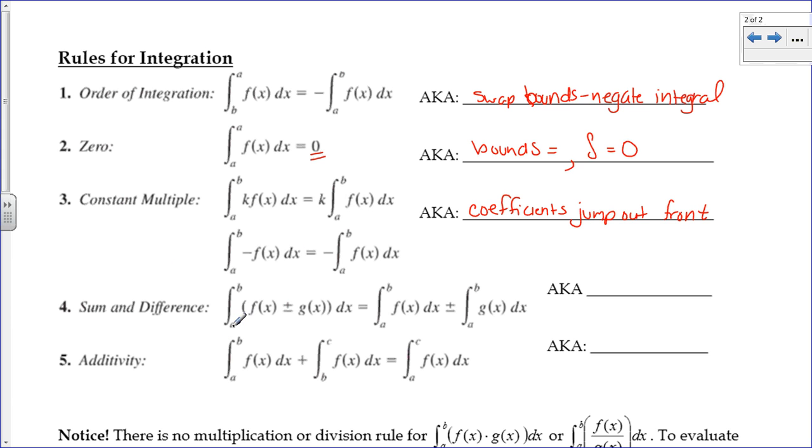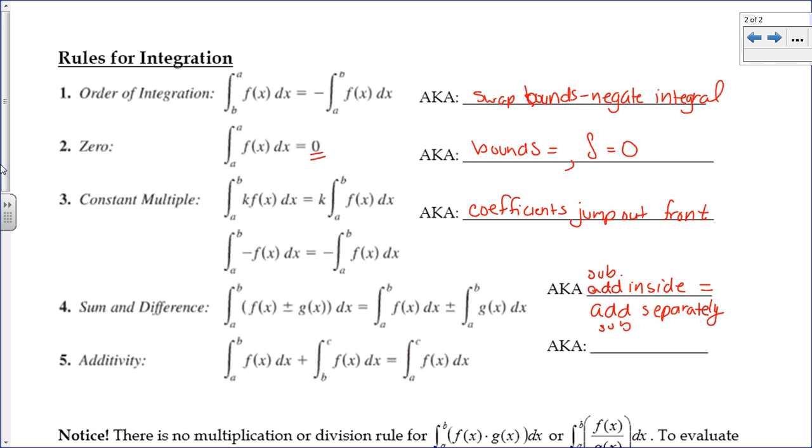The sum and difference rule. If you have the integral from a to b of f plus g, you can make it the integral from a to b of f plus the integral from a to b of g. Totally okay. All right, so AKA add inside equals add separately. Okay, so if you're adding inside the integral, that means you can add the integral separately. Same thing goes for subtracting.